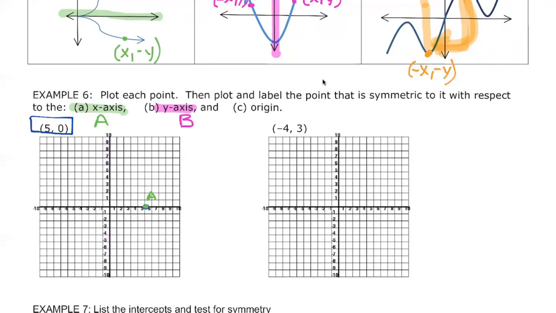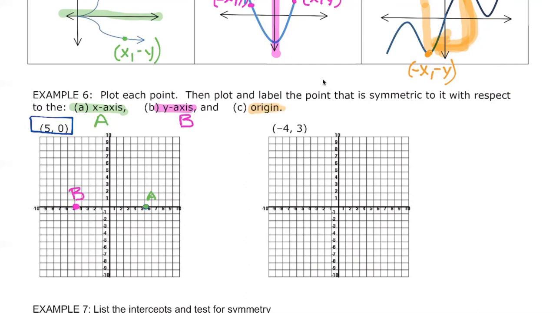So 5 spots to the left of the y-axis puts me right here, and I'm going to call that point B. And then lastly is the origin. So the origin, you're going to flip kind of all the way to the other side.